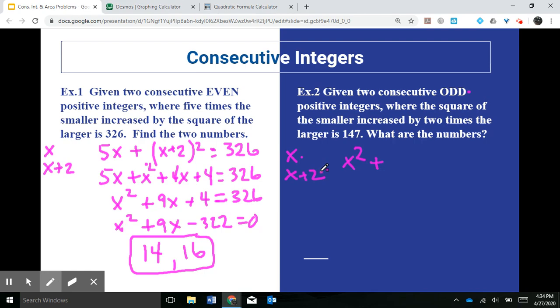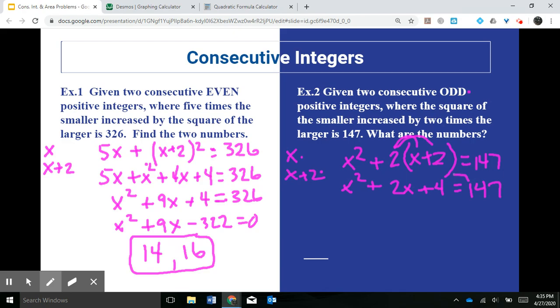2 times the larger. So this one's the larger one. So the way I say 2 times the larger is 2 times x plus 2. Anytime I use a polynomial, I got to put in parentheses. Is equals 147. So now again, just like the last problem, I got this equation. I've got to set it up now where I can put it in Desmos. I've got a distributed property problem here. So x squared plus 2 times x is 2x. 2 times 2 is 4 equals 147.